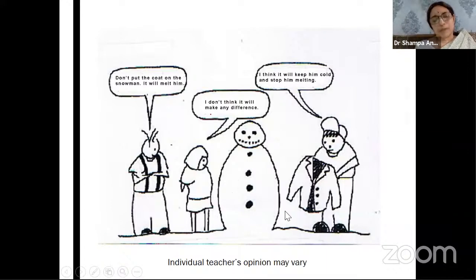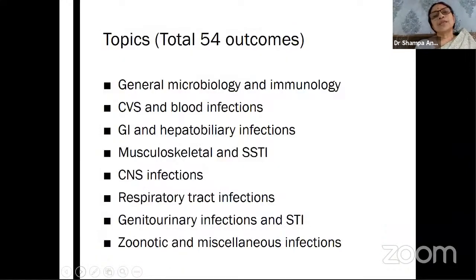So here, all of them are having different opinions and you cannot come to a single conclusion. So with this background now, as Dr. Reba has already mentioned, we have 8 core topics and totally 54 outcomes or competencies which have been laid down by this CBME curriculum.